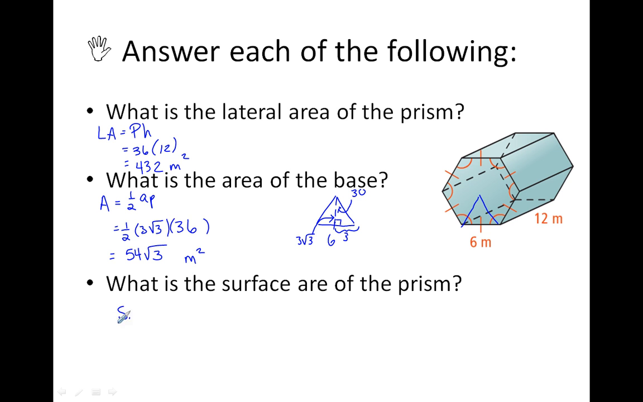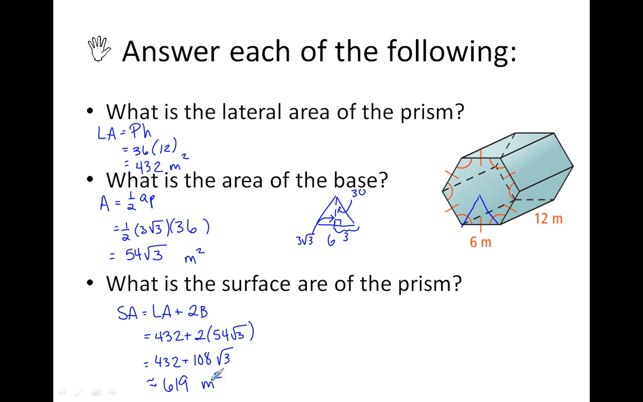Now surface area, remember, surface area is lateral area plus 2 times the bases. Well, we found lateral area first, so we have 432 plus 2 times the bases, which is 54 root 3. Alright, so we have 432 plus 108 times the square root of 3. If I put this into my calculator and I round it, let's round it to the nearest whole number, I get 619. My unit is still meters squared.